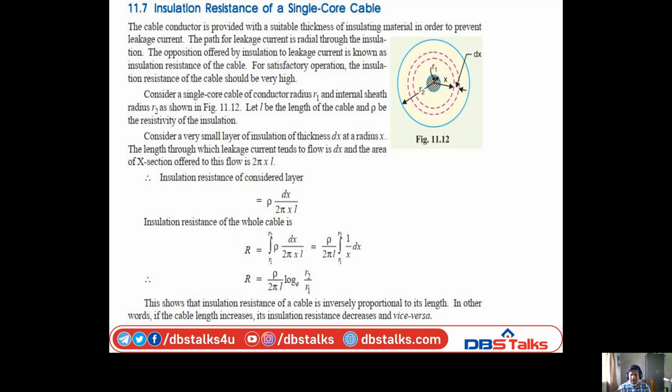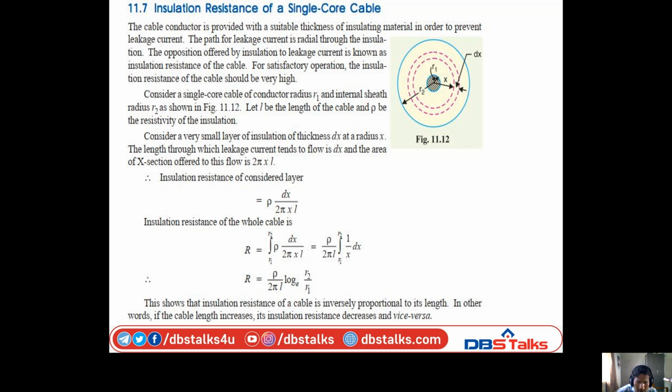Now consider a very small layer of insulation of thickness dx, at a radius of small x. The length through which leakage current tends to flow is dx, and the area of cross section offered by this flow is 2 pi x l, that is, 2 pi r times l. Therefore, the insulation resistance of this layer is rho dx by 2 pi x l.